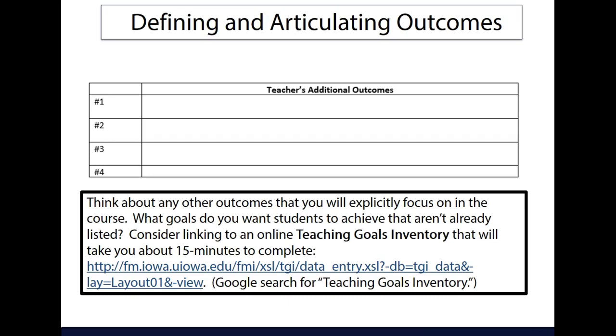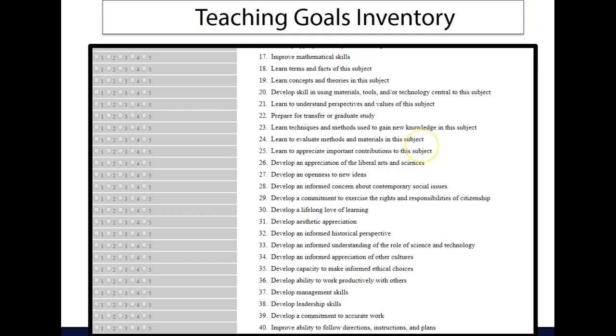I think it's from Iowa State. And it takes about 15 minutes. It's going to look something like this, where you're going to do a Likert scale and just talk about what you value. And when you hit send at the end, it's going to collate everything you said, and spit back out your values based on what you said.